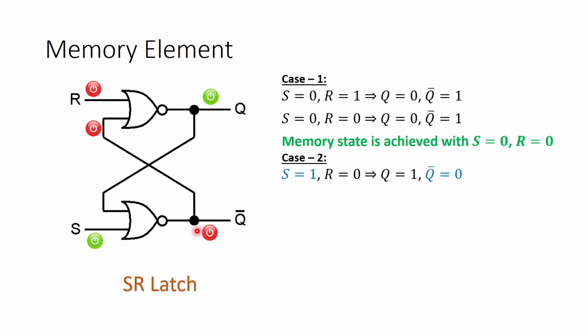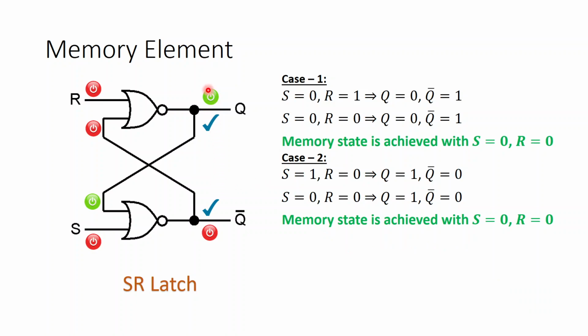Let us see. When we change S equals to 0, this output was 1, so the input of the S NOR gate still has 1 high. So 1 is coming at the input of the S NOR gate, and hence the output still remains 0. It does not change, and the inputs of the R NOR gate are still both zeros, so the output is still 1. So it is a steady configuration, and the steady configuration shows that the output has not changed. Hence we again achieve the memory state with S equals to 0, R equals to 0.